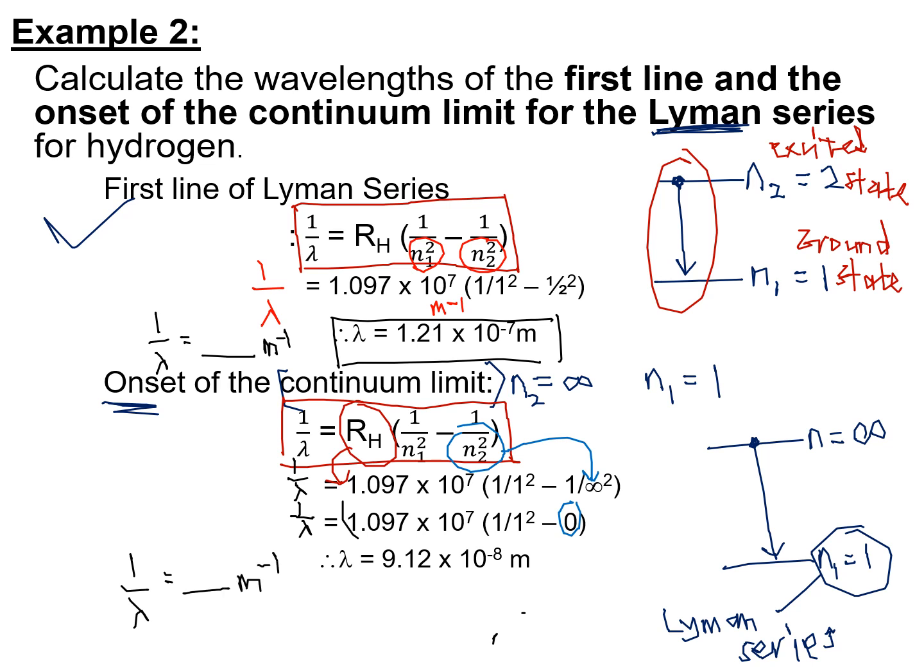So untuk cari lambda, untuk cari wavelength, you kena make sure you jadikan wavelength ni as the subject. So nanti 1 bahagikan dengan answer in per meter tu, dan you akan dapatlah jawapan wavelength for the onset of the continuum limit of the Lyman series is 9.12 times 10 to the power of -8 meter. Kalau soalan tak mention nak suruh cari in nanometer, you tak perlu tukar in nanometer. So dia akan jadi okey saja macam ni.